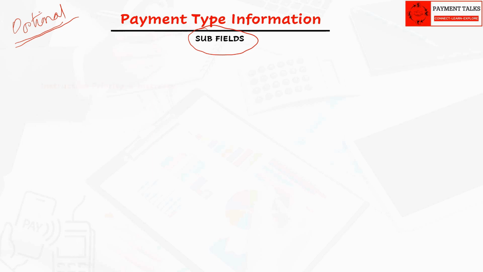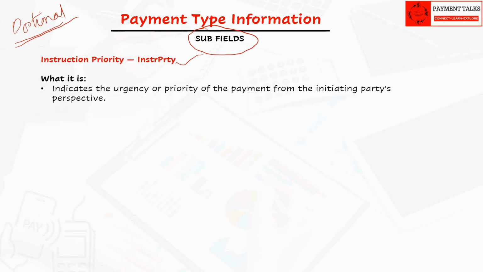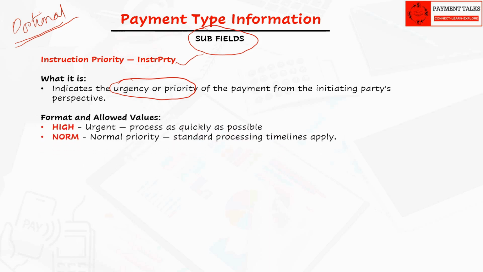First subfield is instruction priority. What is it? This field indicates the urgency or priority of the payment from the initiating party's perspective. The values that are allowed are only two. One is high, used for urgent payments that need to be processed as quickly as possible. The other one is norm, used for normal priority payments which have standard processing timelines.